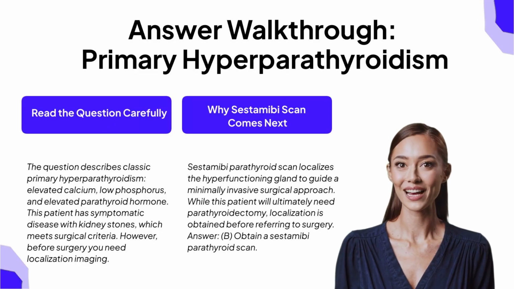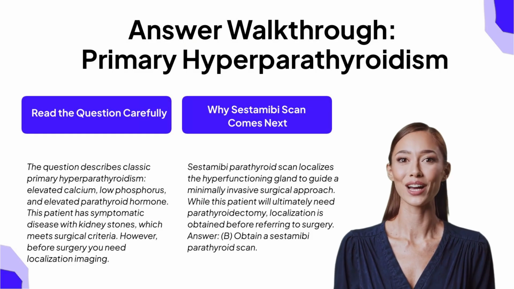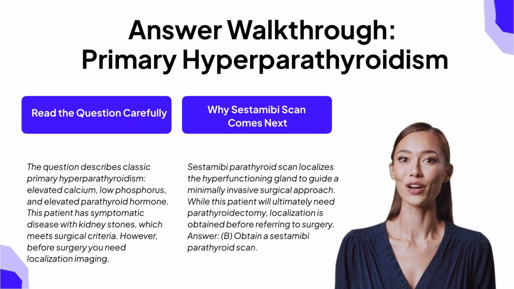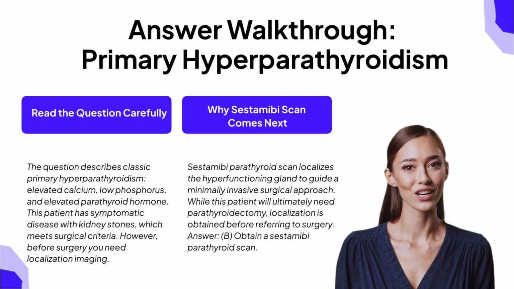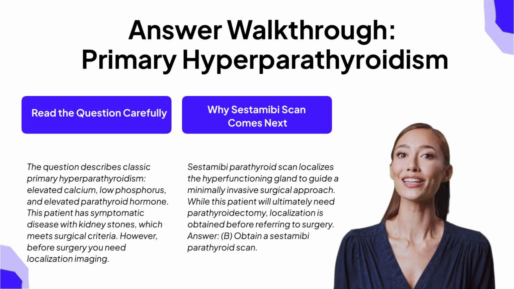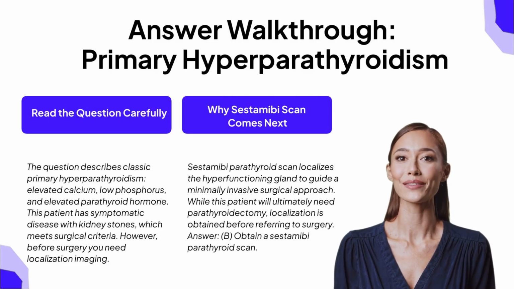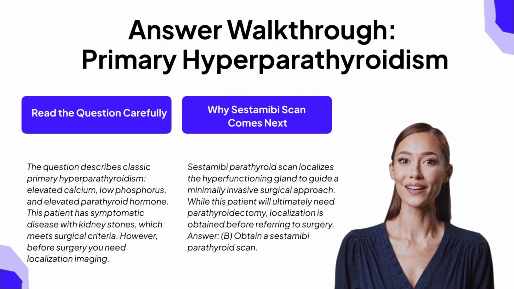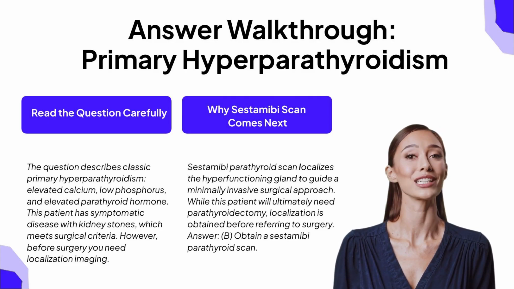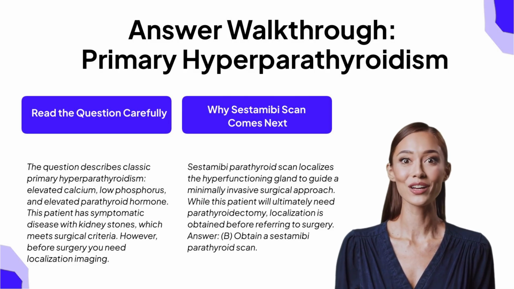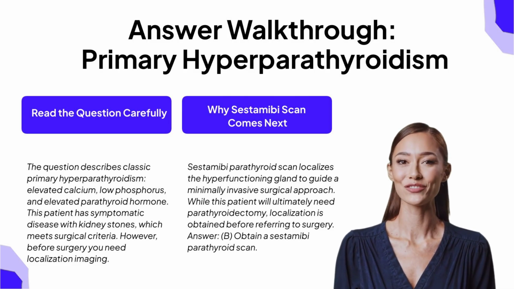Let us break this one down. The question gives you the classic triad of primary hyperparathyroidism: elevated calcium, low phosphorus, elevated parathyroid hormone, plus symptomatic disease with kidney stones. This patient meets surgical criteria and will ultimately need a parathyroidectomy. However, the question asks for the next step, not the definitive treatment.